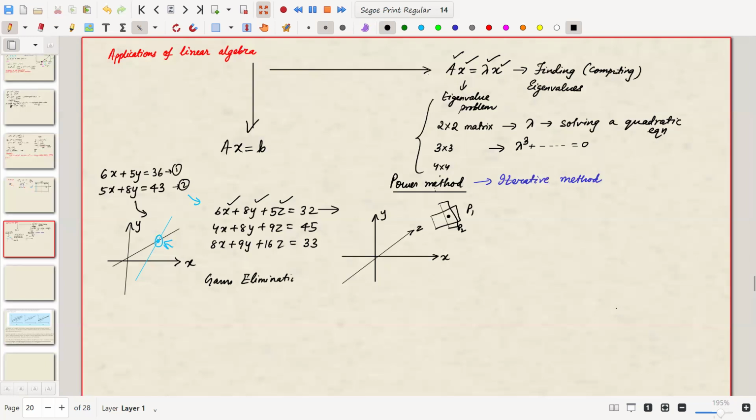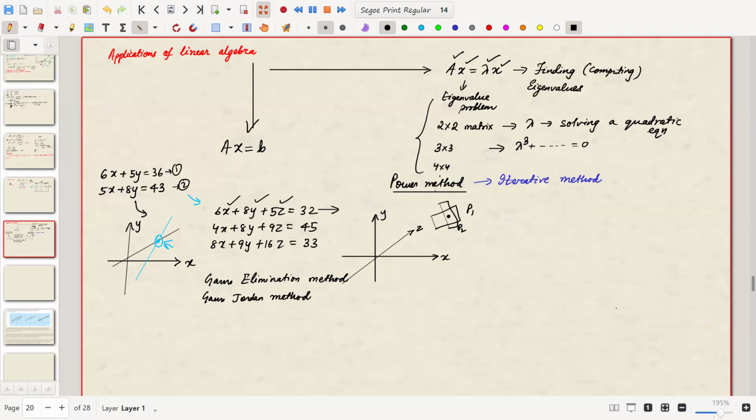Gauss elimination method that we will learn. That is not an iterative method. It just follows the calculation. That's it. Another is Gauss-Jordan. Gauss-Jordan method. So these are some of the methods we will be learning next.